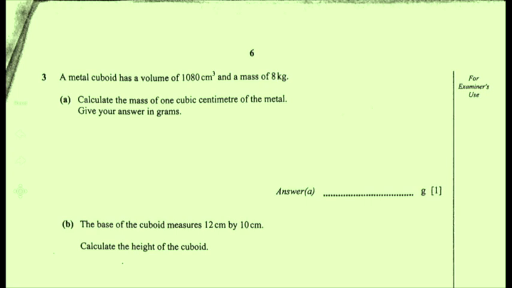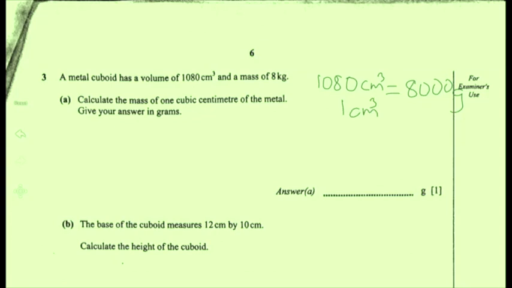So in this case, what you can do, because you know that 1080 cubic centimeters has a mass of 8,000 grams. So 8 kilograms is equal to 8,000 grams. You are required to calculate the mass of 1 cubic centimeter of this metal. So 1 cubic centimeter will be equivalent to x grams. Then you can work out the value of x.